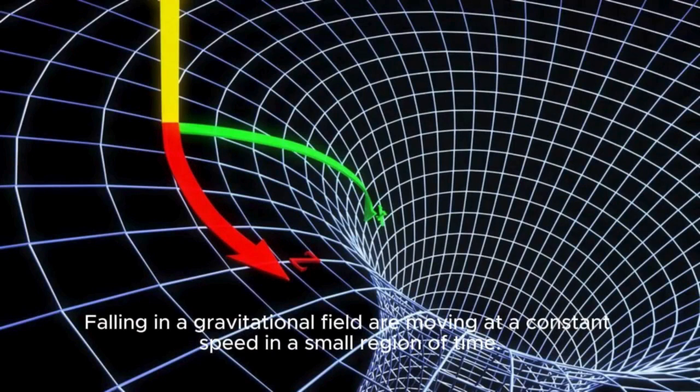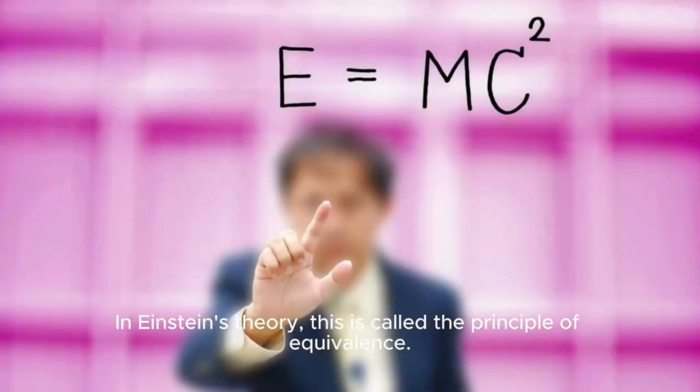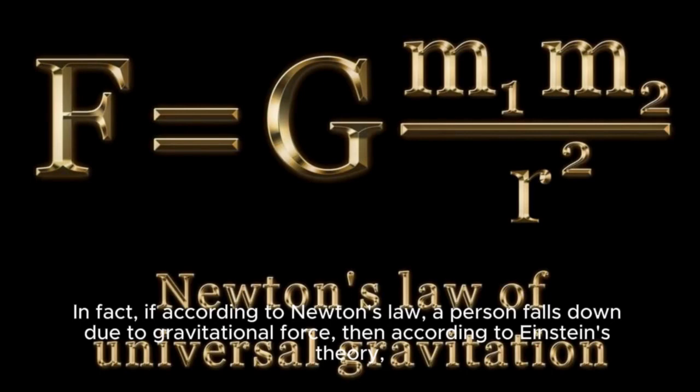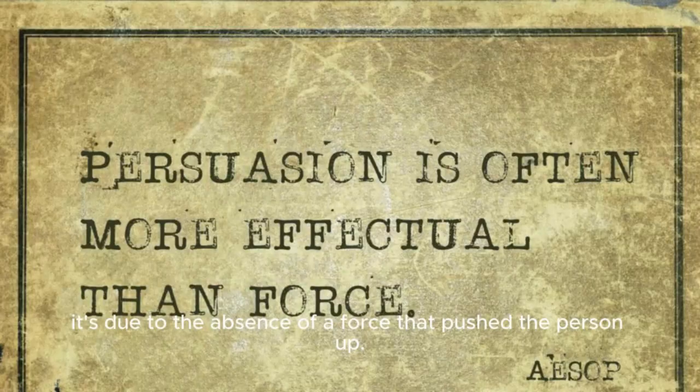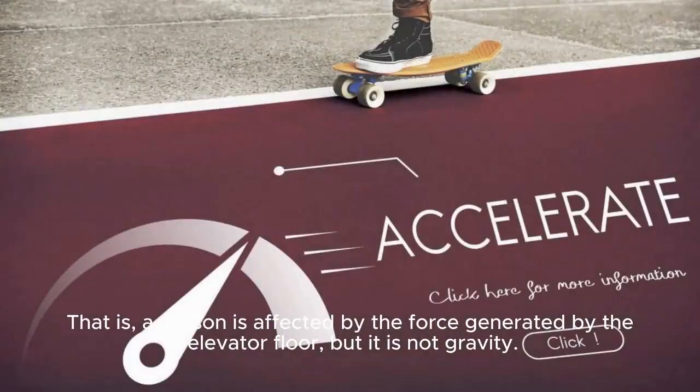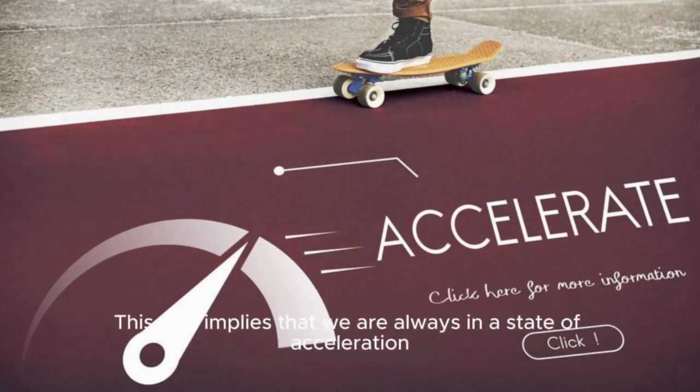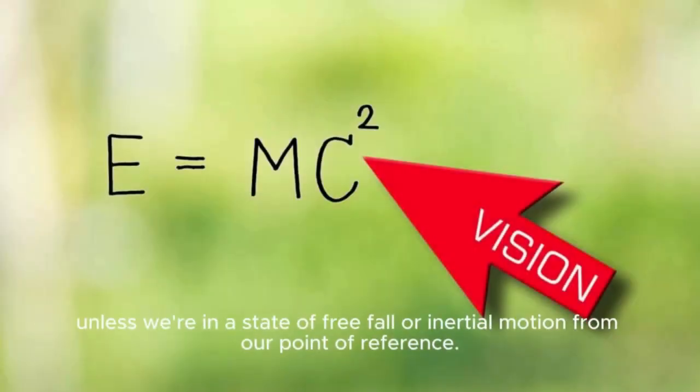Falling in a gravitational field or moving at a constant speed look the same in a small region of time. In Einstein's theory, this is called the principle of equivalence. In fact, if, according to Newton's law, a person falls down due to gravitational force, then, according to Einstein's theory, it's due to the absence of a force that pushed the person up. That is, a person is affected by the force generated by the elevator floor, but it is not gravity. This also implies that we are always in a state of acceleration, unless we're in a state of free fall or inertial motion from our point of reference.